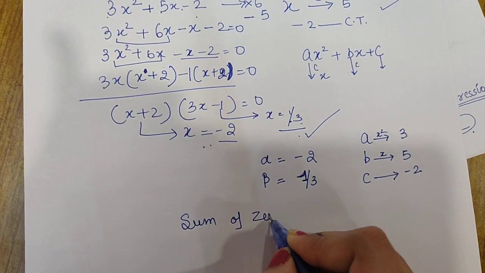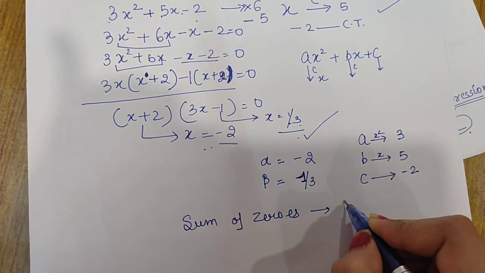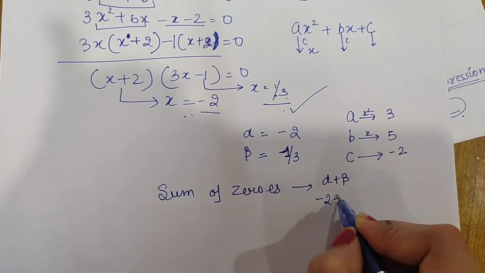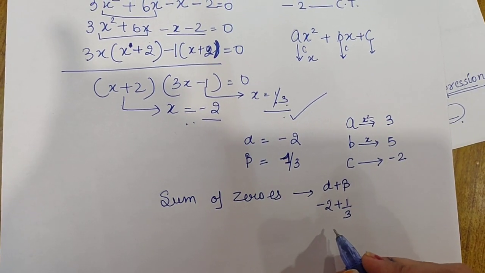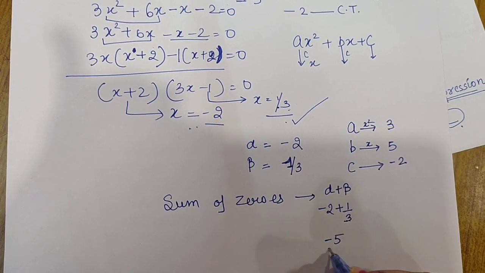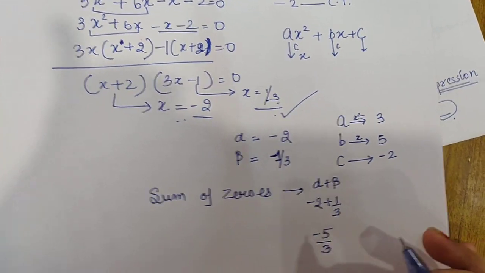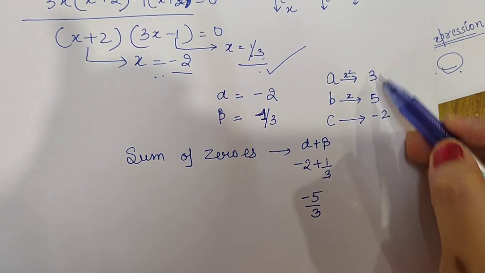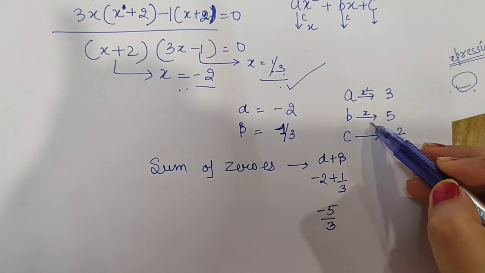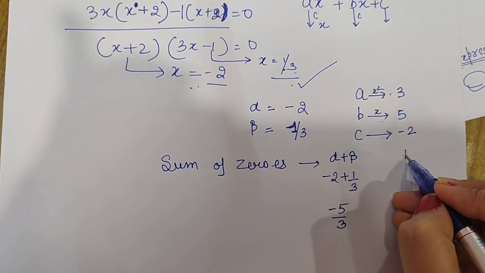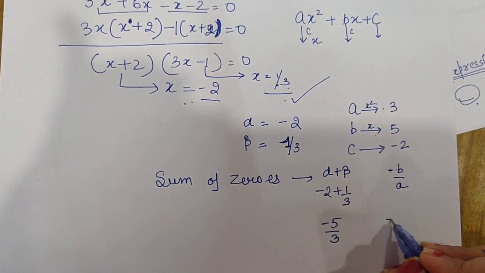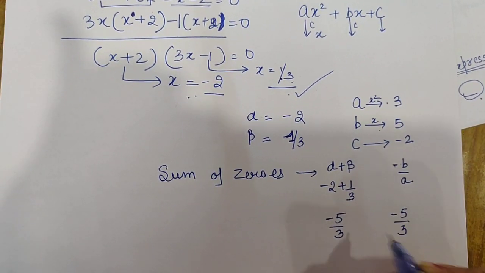Now you do the sum of the zeros. Sum of zeros means alpha plus beta: minus 2 plus 1 by 3. What will be the value? Solve it. Minus 5 by 3. And if we take these three coefficients, when will minus 5 by 3 come? If I do b upon a and put a minus sign also here, this is also coming minus 5 by 3.